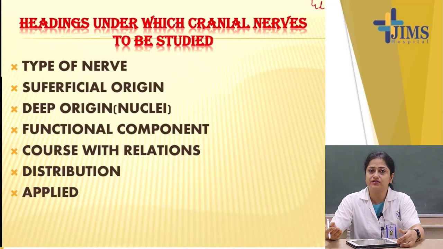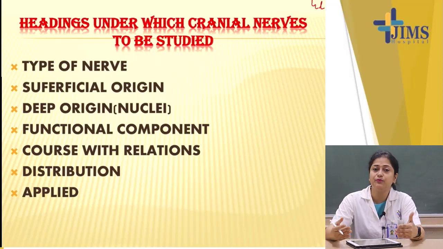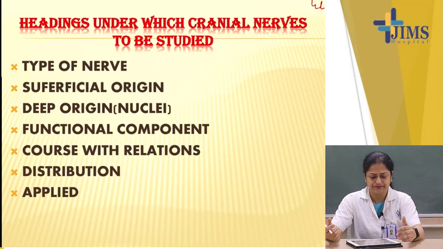Then there was the deep origin, that is when we see the sections of the brainstem or other parts, where exactly within the brain the nucleus of the cranial nerves are located. So that is the deep origin. The fourth component which we will discuss today is the functional component. And deep origin also we will discuss along with it.